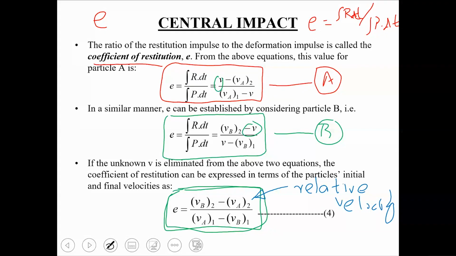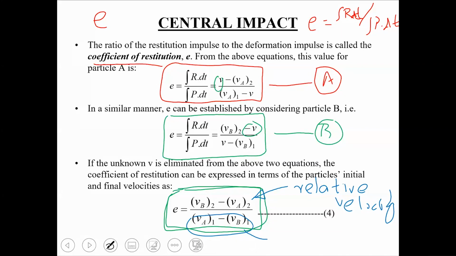Relative velocity of the final. It is basically representing the relative velocity of these particles just after collision, isn't it? Yes, sir. Okay, what about the denominator? What does this represent? Sir, with respect to the other particle, it again represents the relative velocity of these particles just before collision.